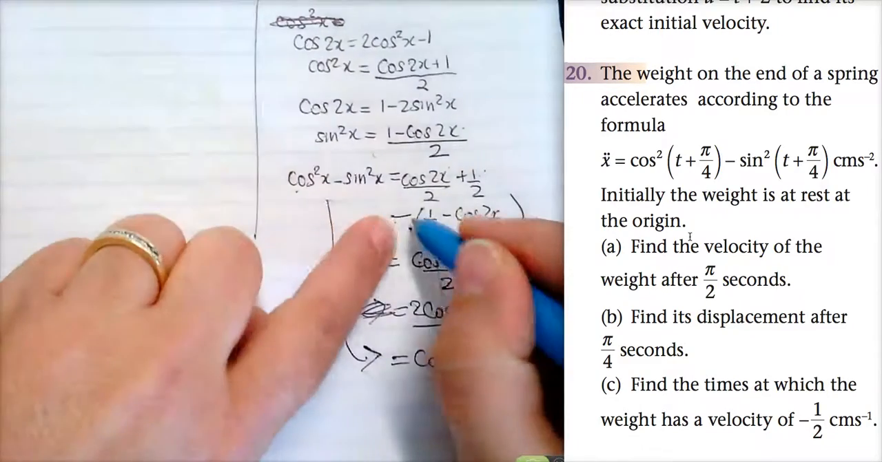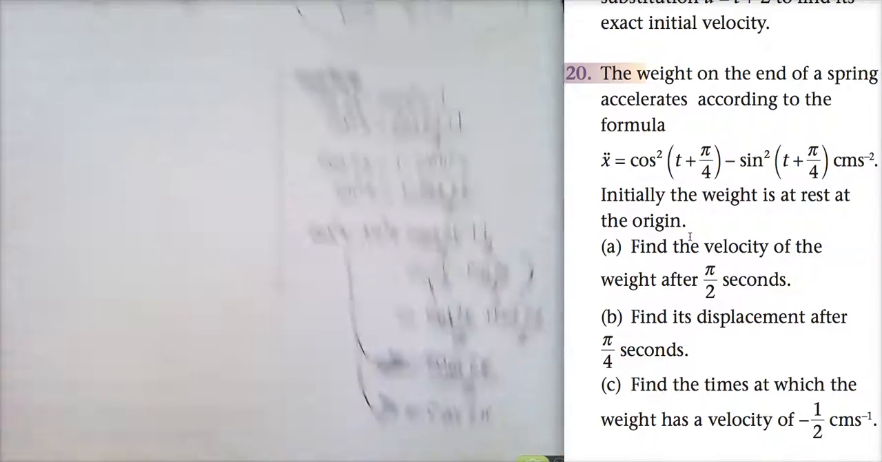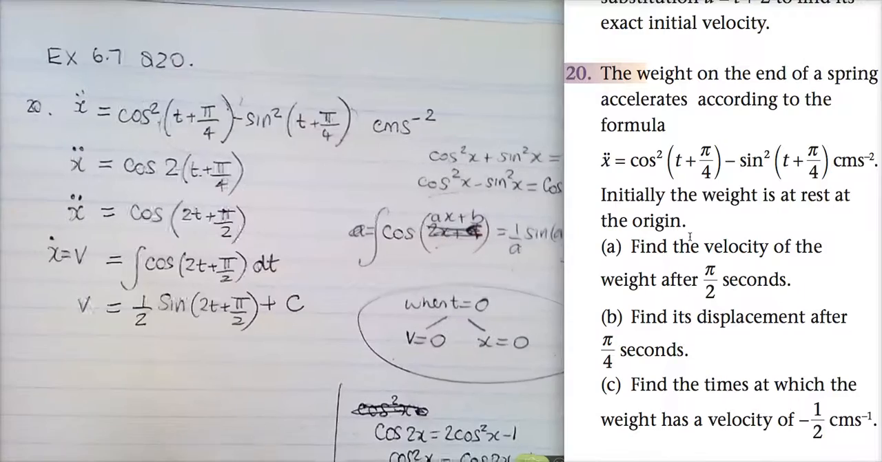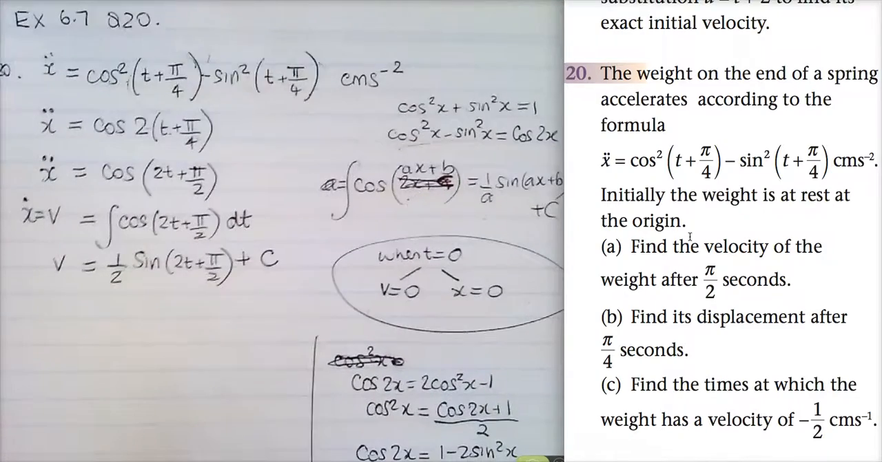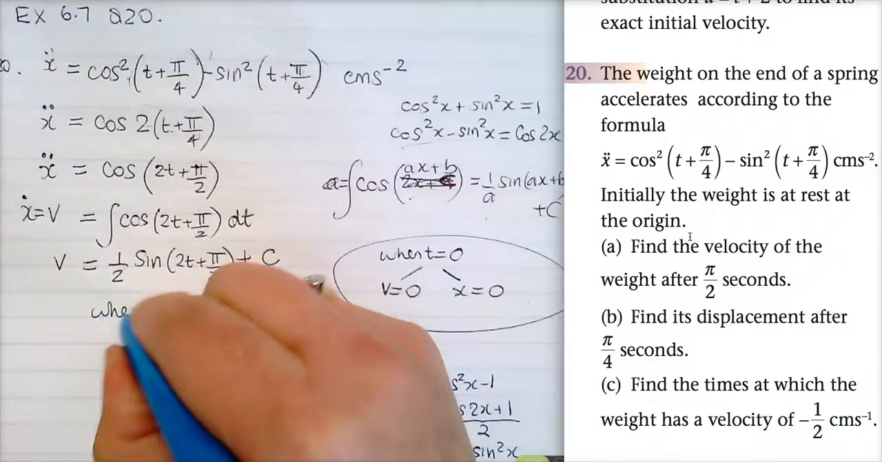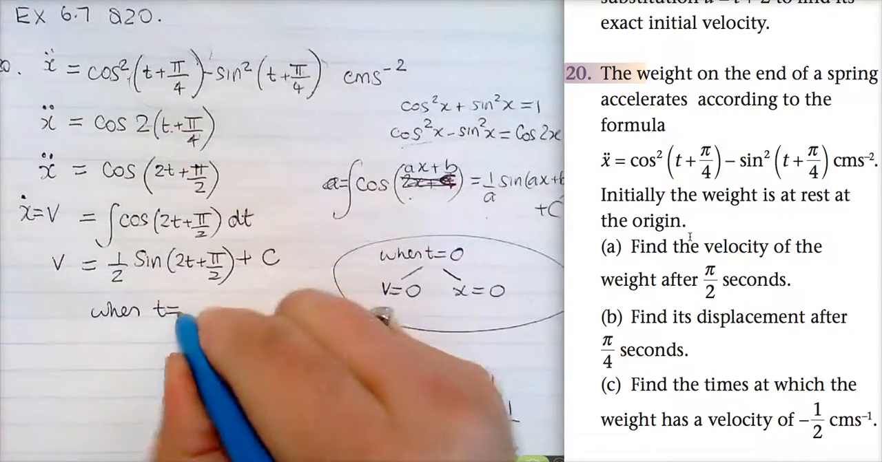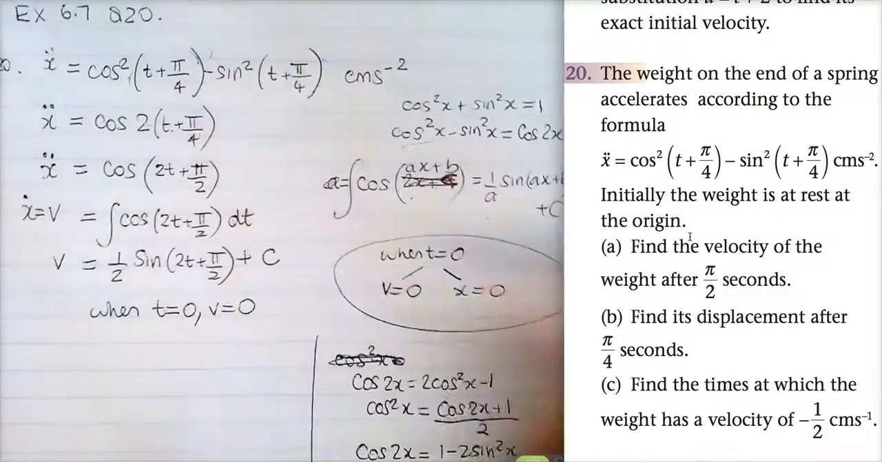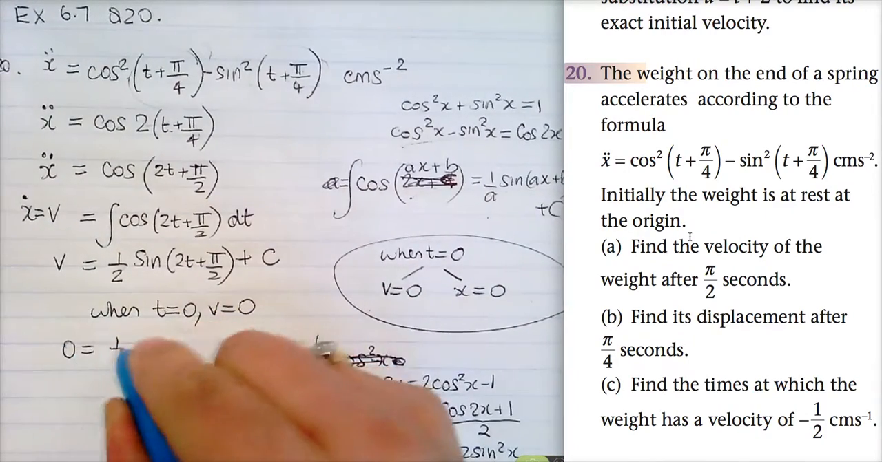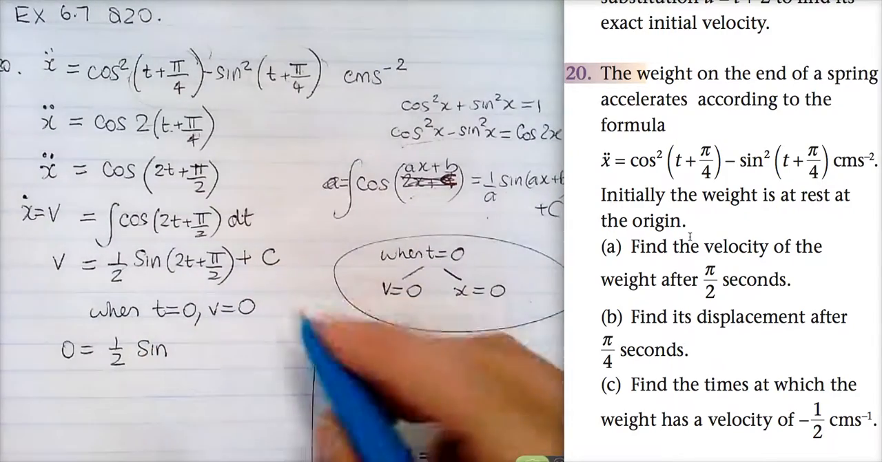Okay, can I get rid of this now? That's a minus there. I know it's a big minus. I just didn't have room. So let's go back up here. So what's the question? I don't even know what the question is anymore. So find the velocity, but no, we need to work out what c is. So what do we substitute? When t is 0, v is 0. 0 is a half. Don't think this is just automatically 0. Sine of what?